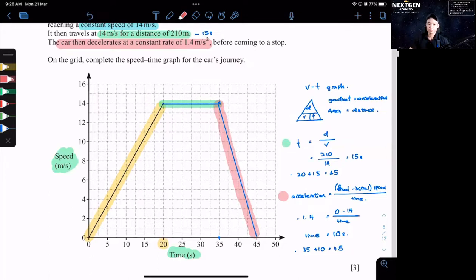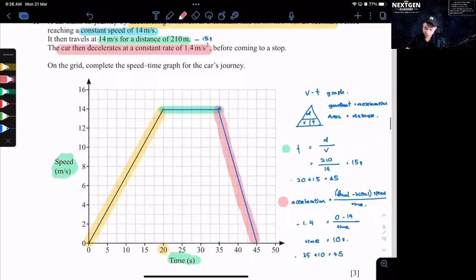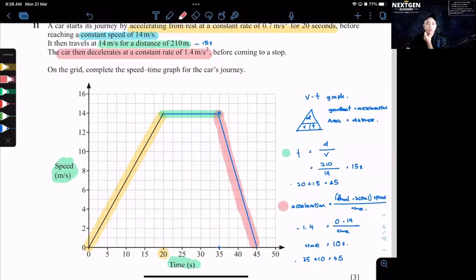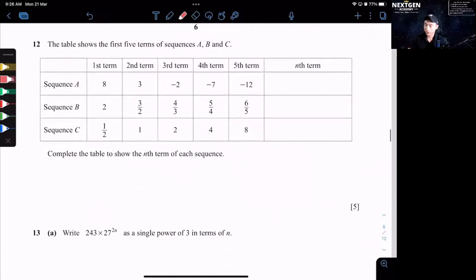Everyone following? Good. Awesome. So for a 3-mark question, I would say this is pretty tricky. Make sure you know the formulas for the speed-time graph and your distance-time graph, and that's how you score for this question. Okay, let's move on to the next one.